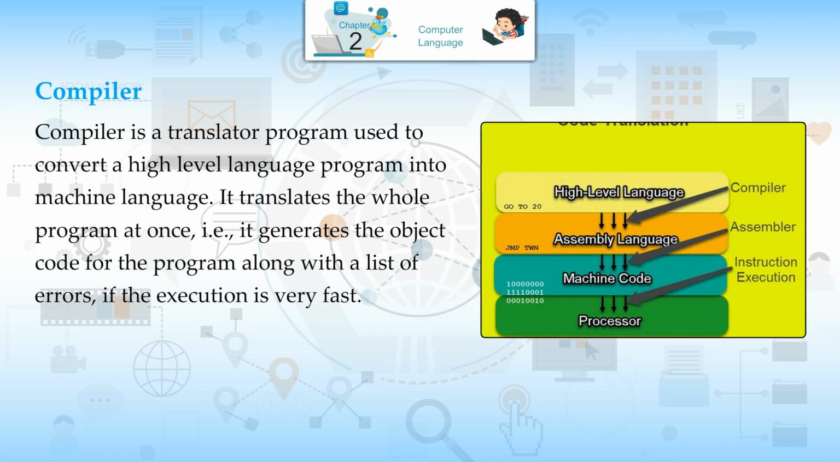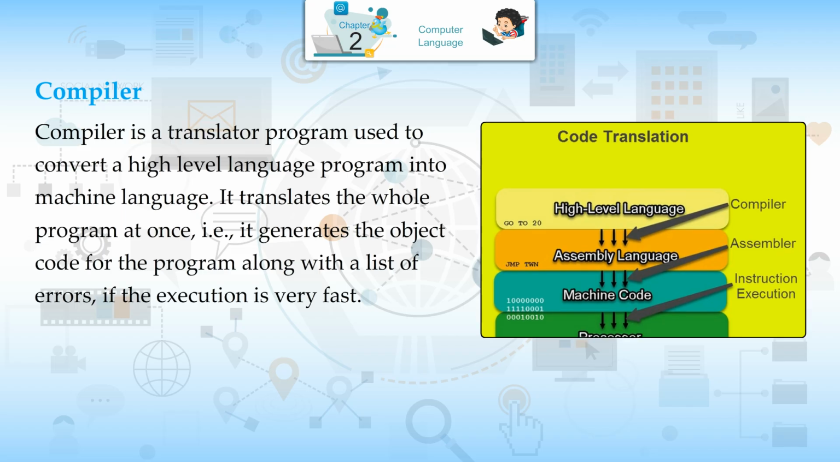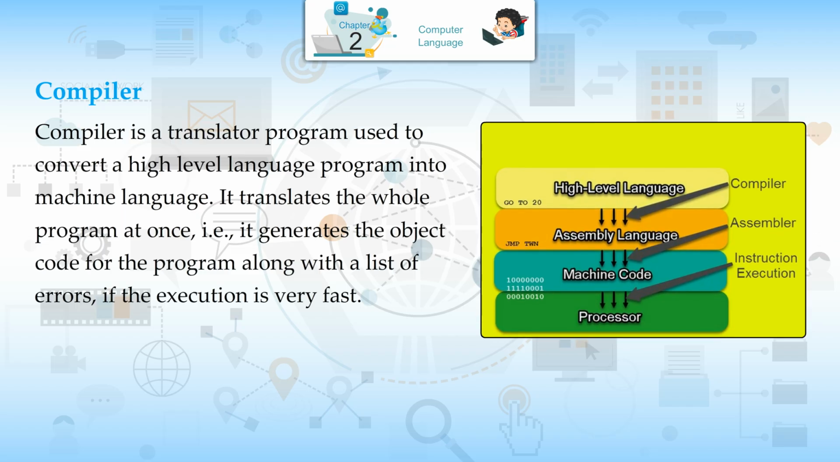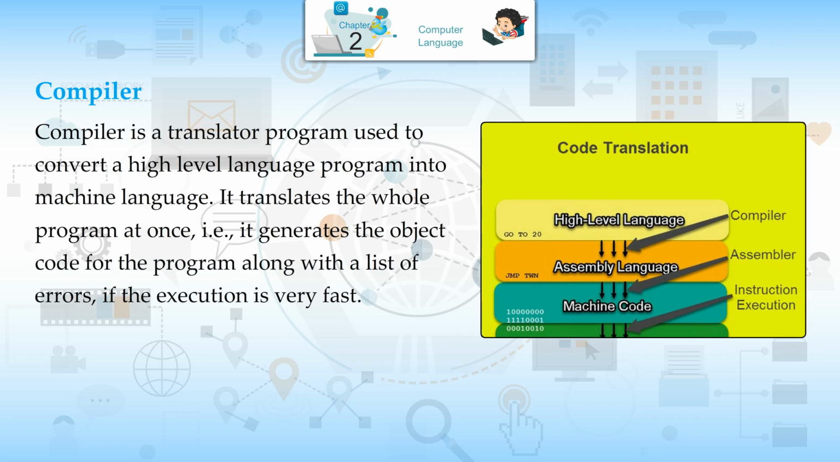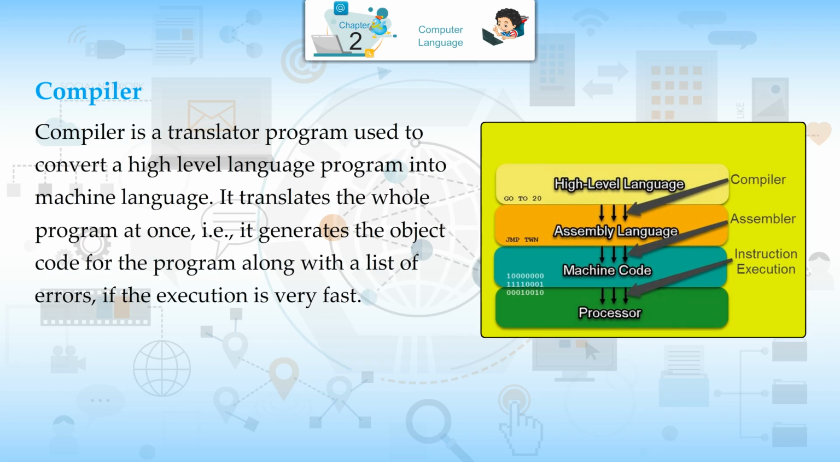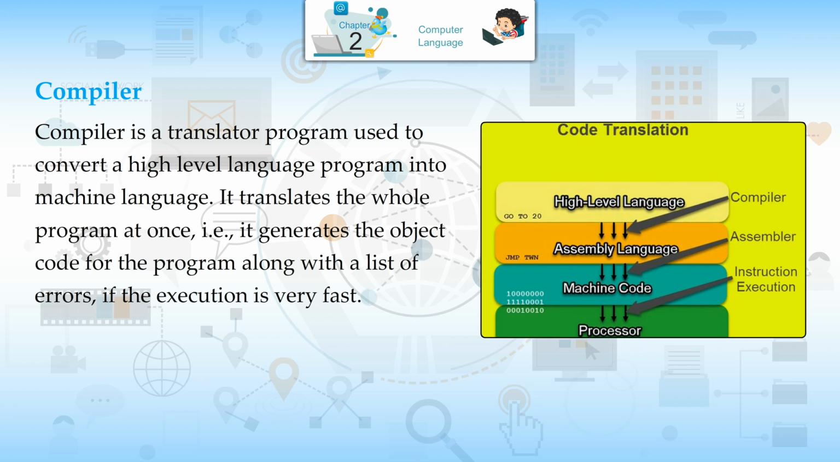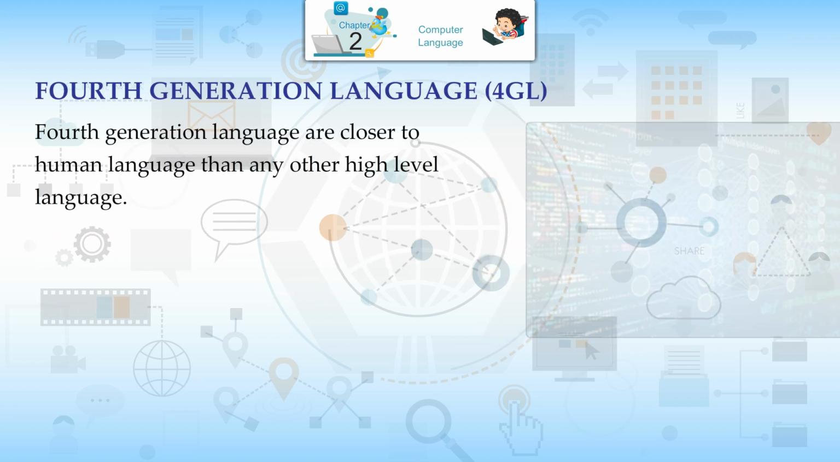Compiler. A compiler is a translator program used to convert a high-level language program into machine language. It translates the whole program at once. That is, it generates the object code for the program along with a list of errors, if any. The execution is very fast.